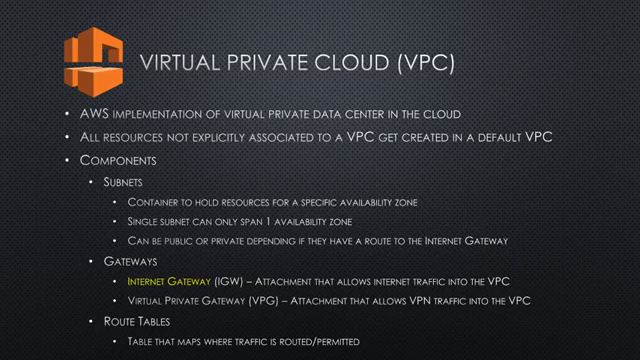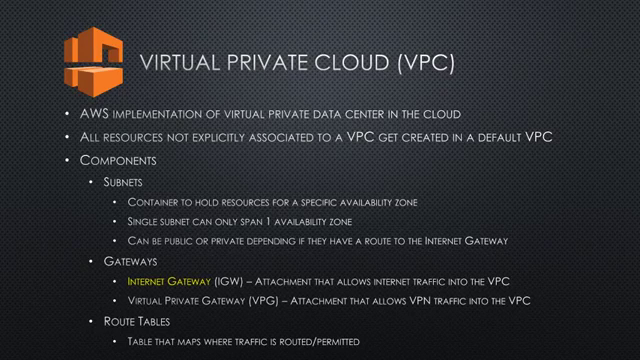So here are some of the components of VPC. We have subnets, and subnets are containers to hold resources for a specific availability zone. A single subnet can only span one availability zone. You cannot span multiple availability zones with a subnet. Make sure that you remember that. That is very important. Subnets can be public or private depending on whether they have a route to the internet gateway.